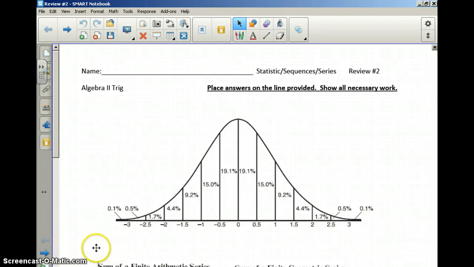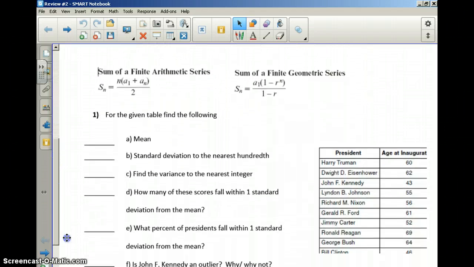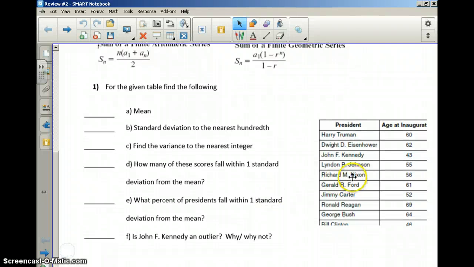Okay, so some of you have asked for the second review sheet to be put up, and I know in class I said no, but I did change my mind. So let's take a look at this first one. This first problem about the ages of presidents when they're inaugurated has only one list.